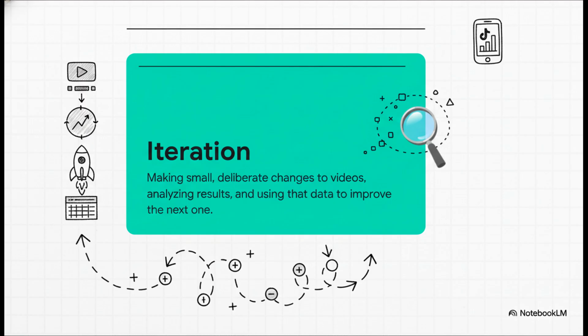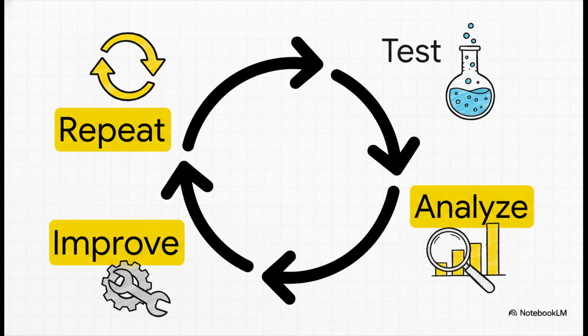Honestly, think of it like you're a scientist in a lab, but your lab is TikTok. This right here is your new mantra. This is the whole loop. Test out an idea, analyze how it did, improve the next one based on what you learned, and then you do it all over again. Repeat. It's such a powerful feedback loop, and it basically guarantees growth over time.